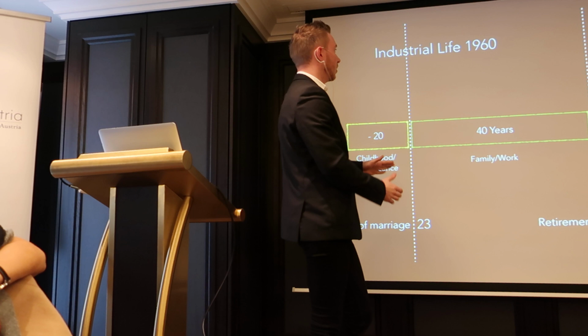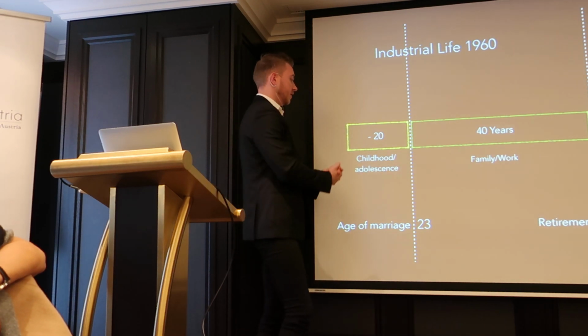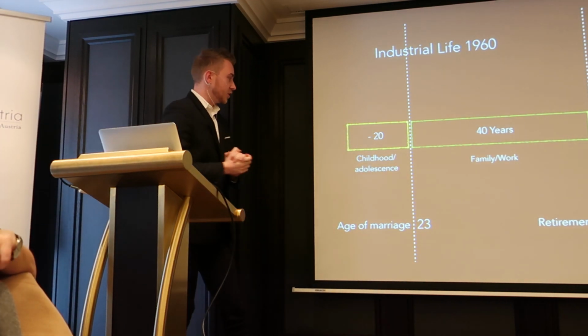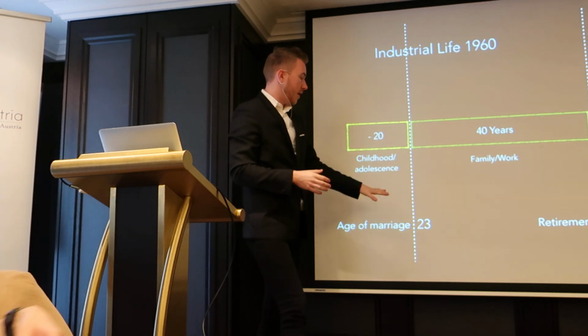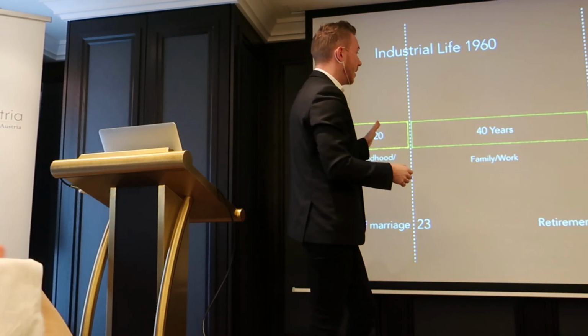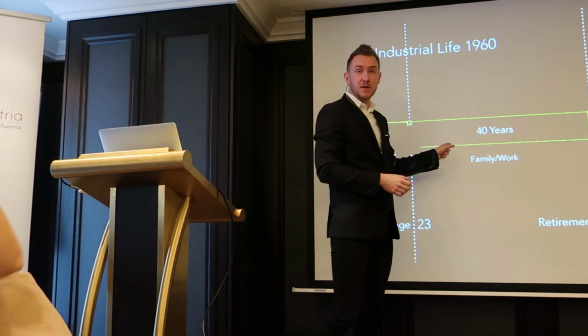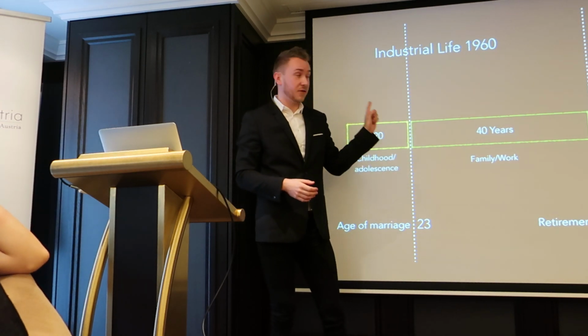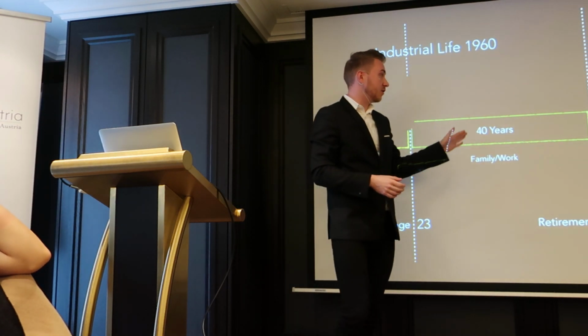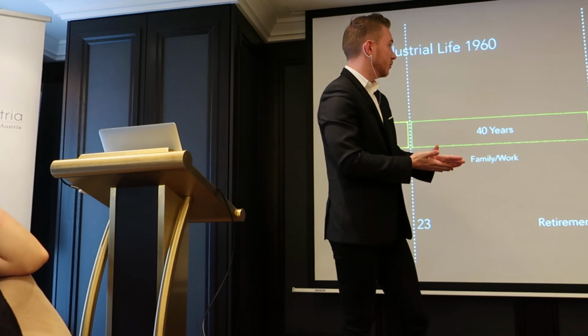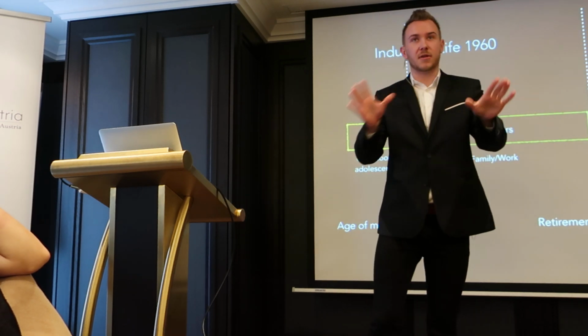This is the individual life of a person in the 1960s. So you had 20 years of childhood and adolescence. On average, you married at 23. Then, and this is very important, you worked for 40 years in the same job at the same place. And then you had a solid 5.5 years until you fell out of the statistic, I'll put it that way.